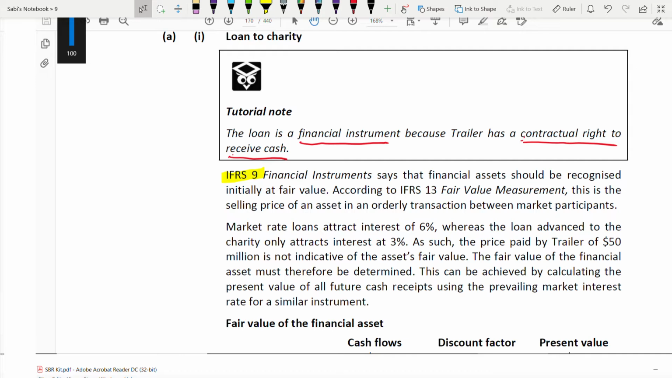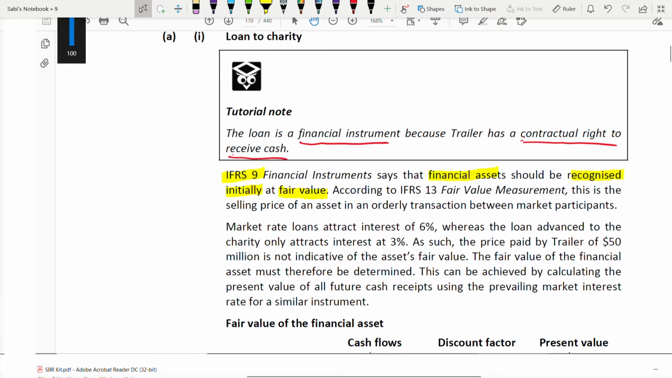If you read the first sentence, IFRS 9 Financial Instruments says that financial assets should be recognized initially. Another thing you need to keep in mind: when you recognize, you have to write the word recognized initially or recognized subsequently, because we know the value changes. In the beginning it is something, later it will be something else. So financial assets should be recognized at fair value.